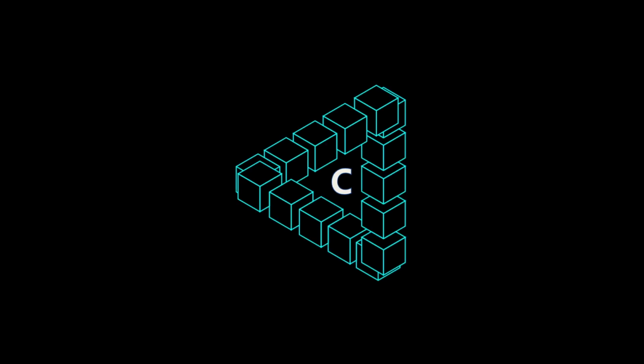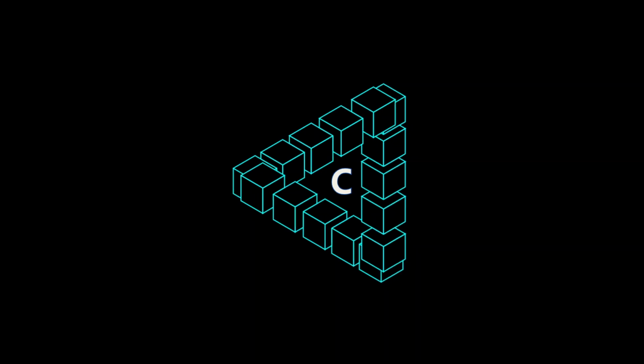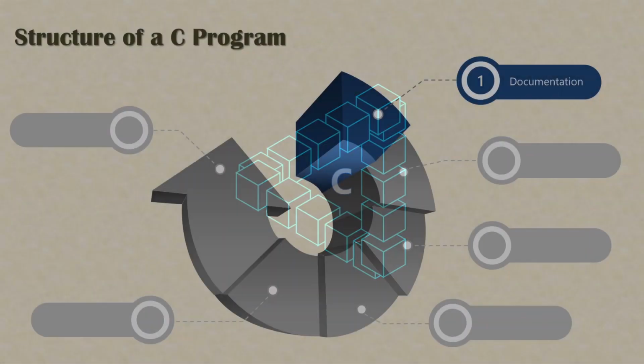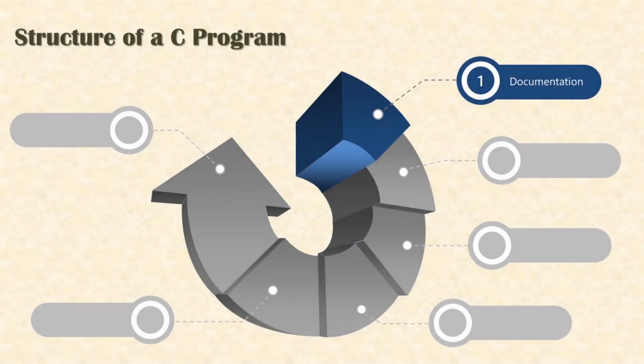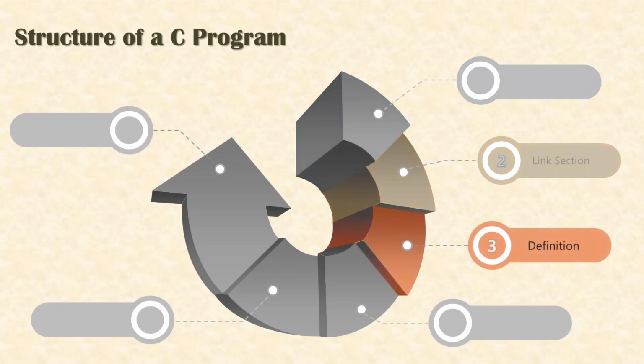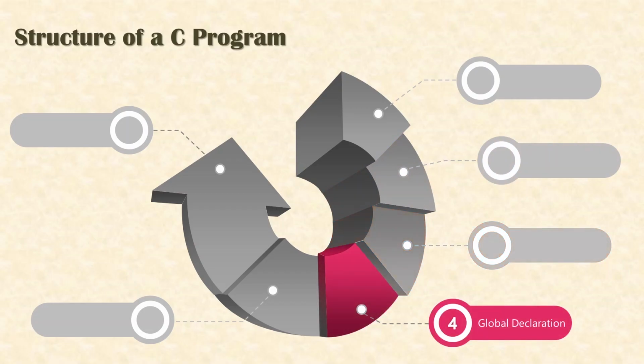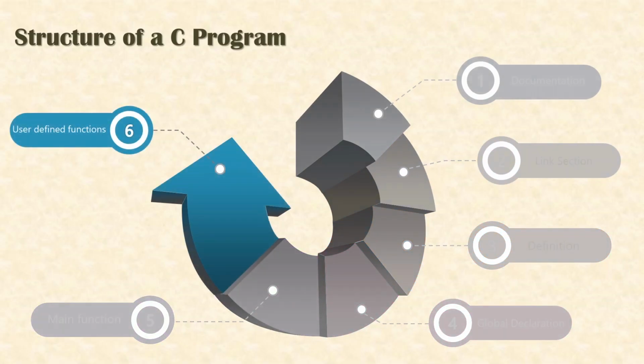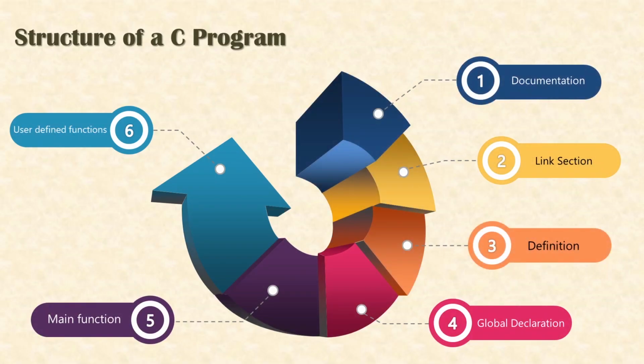Hello and welcome to this video about the structure of a C program. As you may know, most programming languages have a structure, and the C language is no exception. A C program is typically divided into 6 sections, which are the documentation section, the link section, the definition section, the global declaration section, the main function section, and the subprograms section. Although the main section is mandatory, the others are optional.